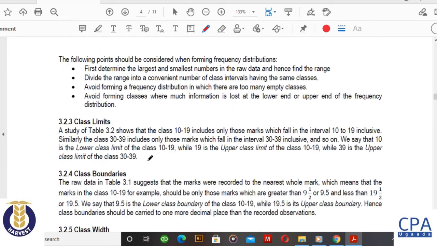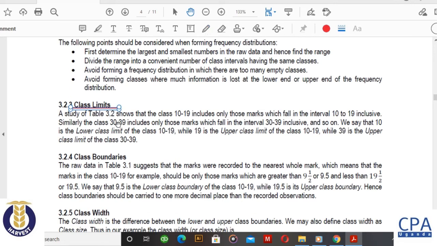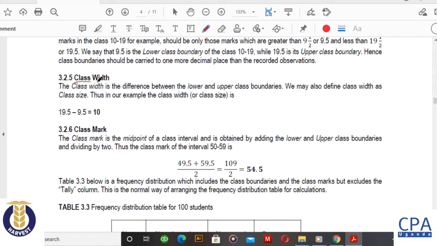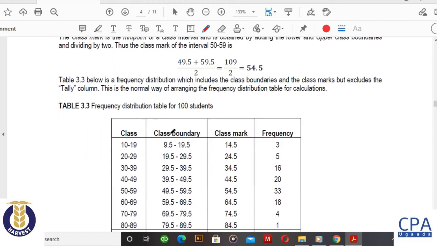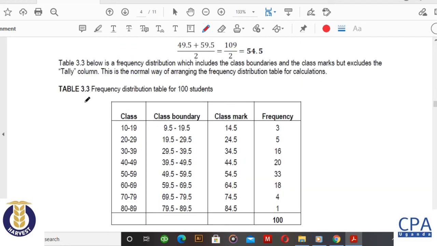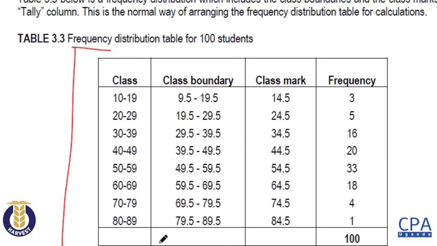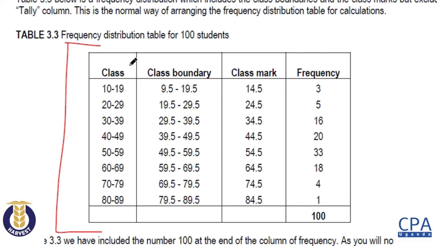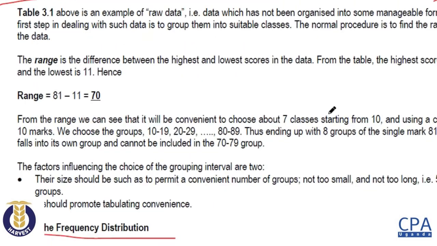Again, we looked at some of the features of the frequency distribution table, like the class limits, of course. We talked about how to determine class boundaries. We talked about the class width. We talked about the class mark and all that. So the table on your page number 15, which is presented as figure 3.3, is ideally a fully completed frequency distribution table showing the different class limits, the class boundaries, the class marks, and the frequencies for the raw data that has been given on page number 14, this one here.